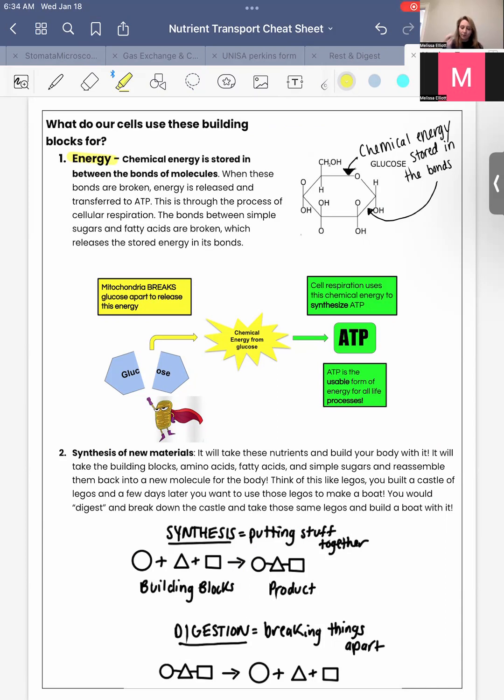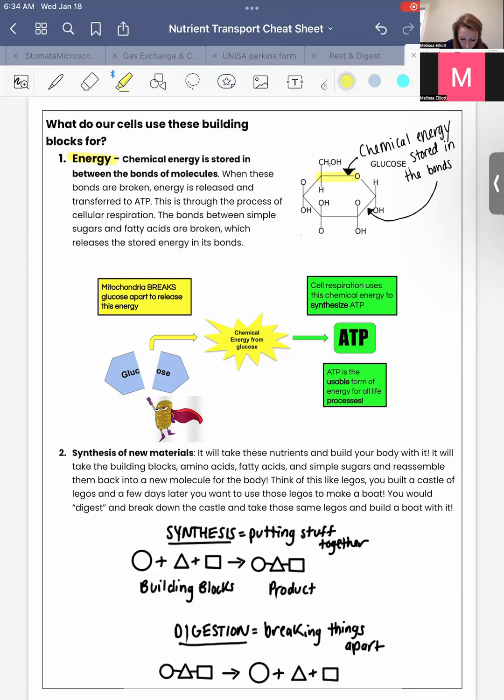And this is because if you look at a molecule of glucose, let's take a look over here. Okay, you see those lines? I'm going to highlight one for you right there. See those lines in between? There's actually chemical energy stored up inside of those bonds of glucose. All right, that chemical energy is stored in those bonds. And when these bonds are actually broken apart, that will release energy that's going to be transferred to ATP.